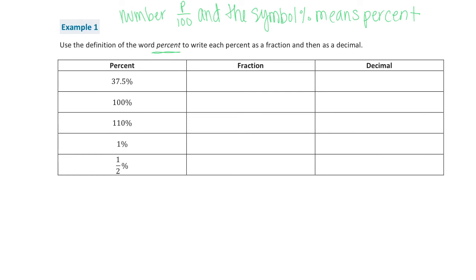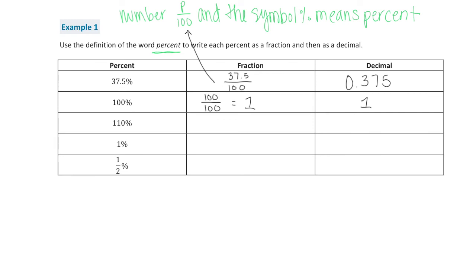So when we write 37.5% as a fraction, it's going to be the percent, which is 37.5 over 100. Like here, that's given in our definition. When we write this as a decimal, we're going to have 0.375. Now looking at 100%, if I have 100 over 100, what is that going to give me? Well, it's going to give me 1. So when I write 1 as a decimal, it's going to be 1. It's just a whole value, the whole value of 1.